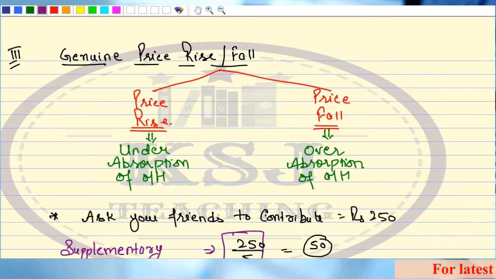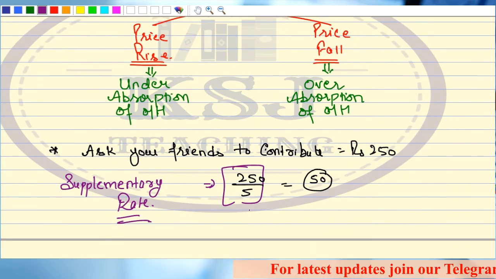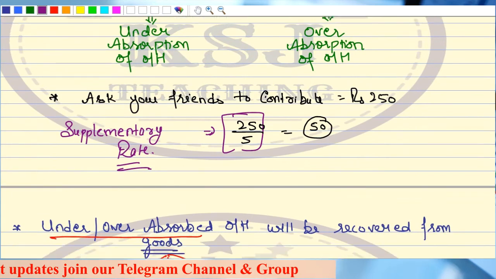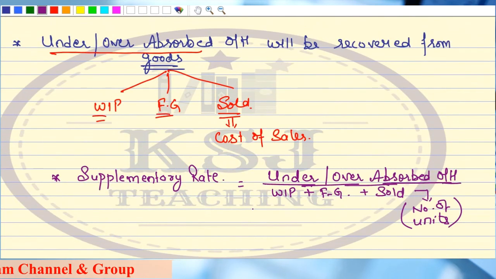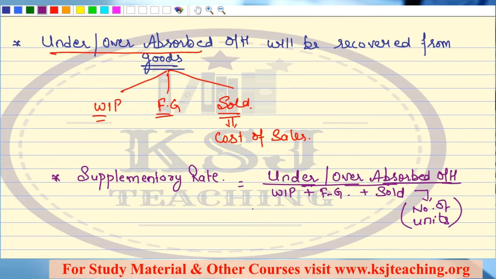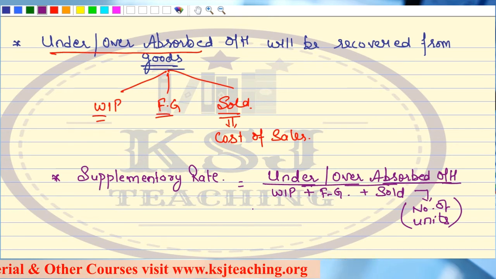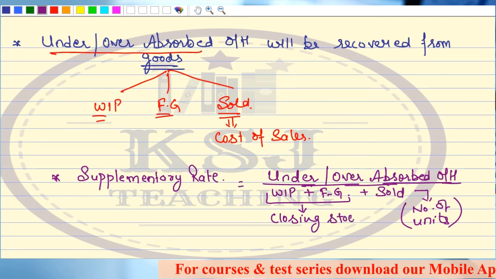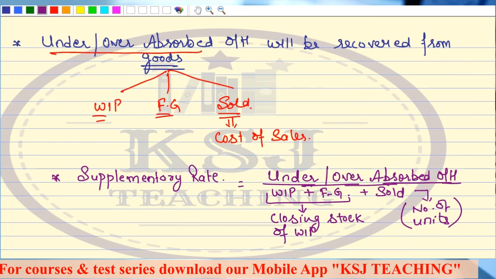The same way I calculated the supplementary rate here, I divided it by the number of people so that I get to know how much amount should be recovered from each person, right? Here also, if I want to know how much of the overheads are to be attributed to WIP, how much to FG, how much to the cost of sales, I will calculate a supplementary rate, right? And these are going to be the closing stock of WIP and FG.